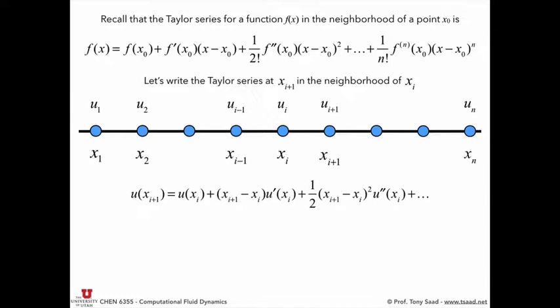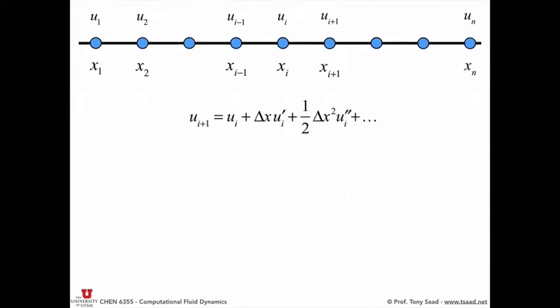Now let's simplify nomenclature a little bit. u at xi plus 1 is ui plus 1, and u at xi is ui, etc. Xi plus 1 minus xi, we're going to assume equal spacing, like we said. So that's going to be a delta x. So then your Taylor series at point i plus 1, in the neighborhood of point i, looks like this: ui plus 1 is ui plus delta x u prime i plus 1 over 2 delta x squared u double prime, etc. Okay, this is great. Now, remember, what are we after?